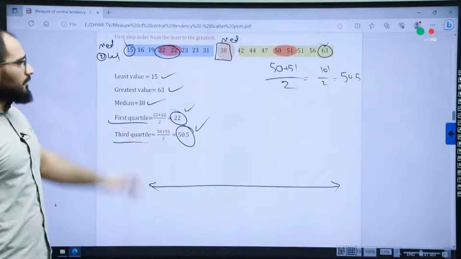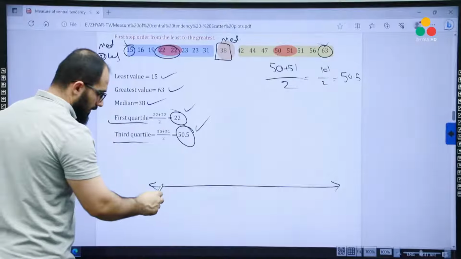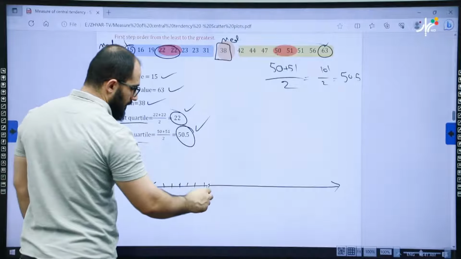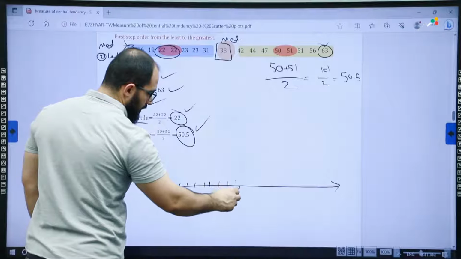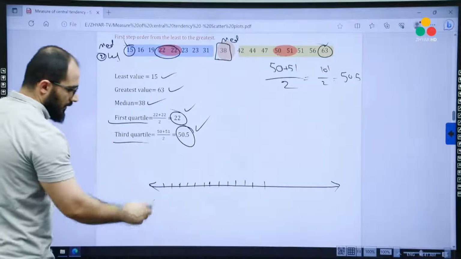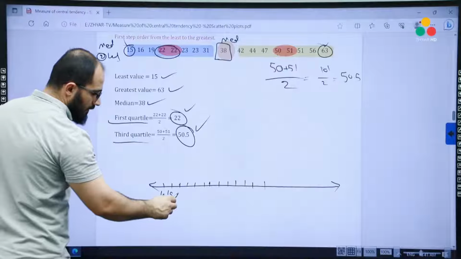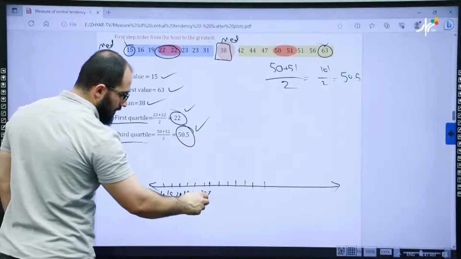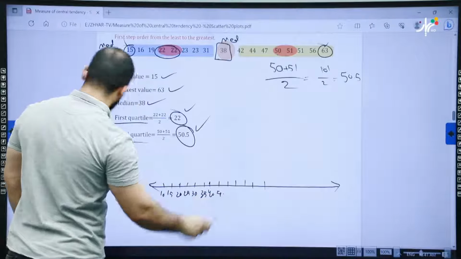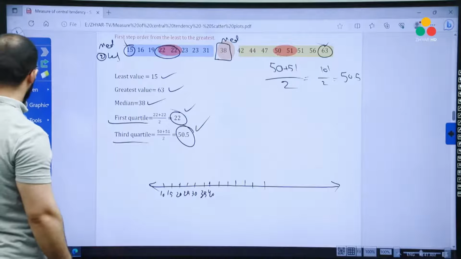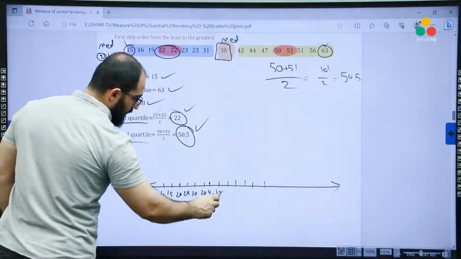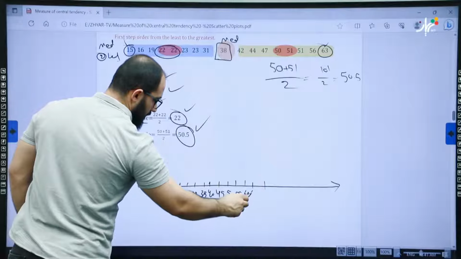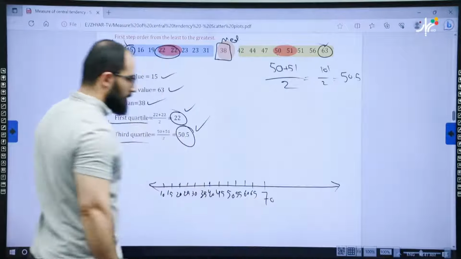The smallest data is 15, so we are going to start with 10. Okay, 10, 15, then 20, 25, 30, 35, 40, 45, 50, 55, 60, 65, and finally 70.